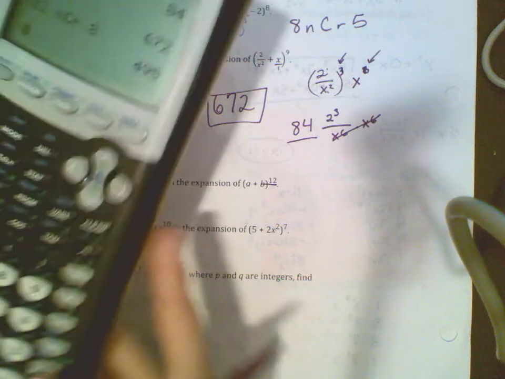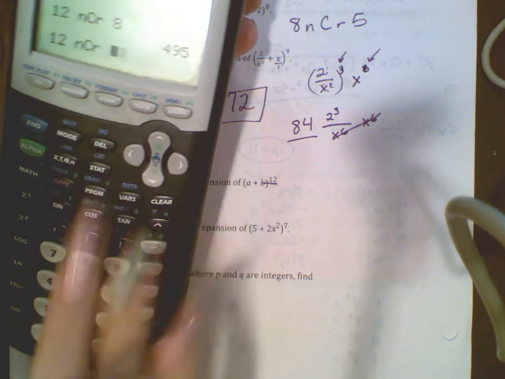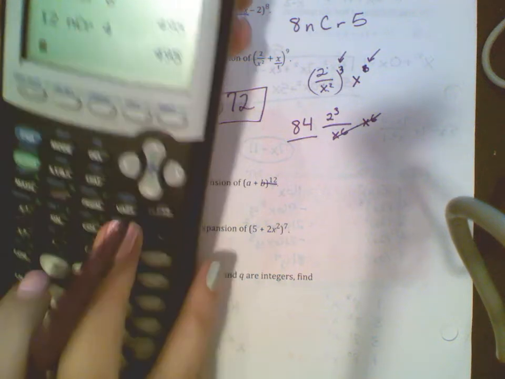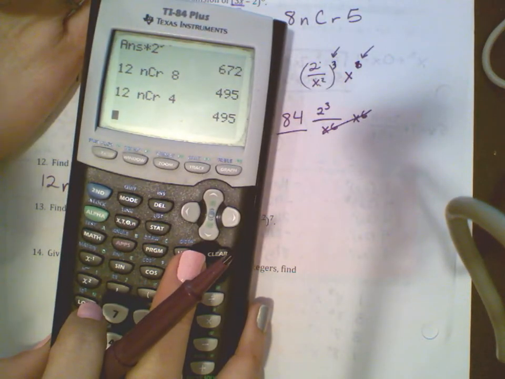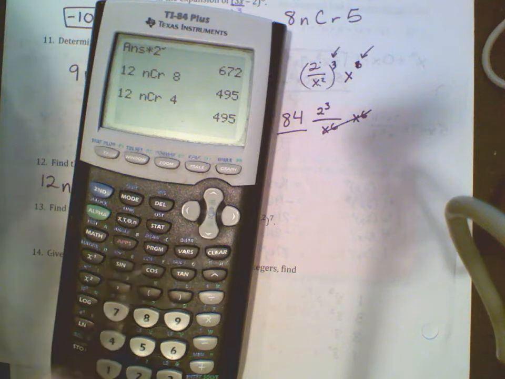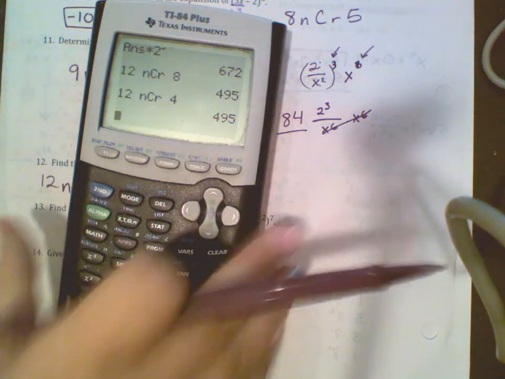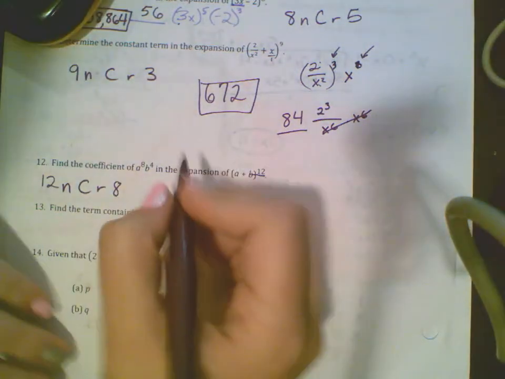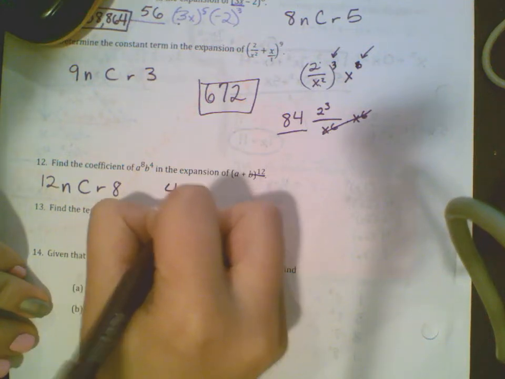You'll get 495. If I had instead chosen to use 4, it would be 495 as well, because remember, Pascal's triangle has that symmetry in it. So our coefficient will be 495.